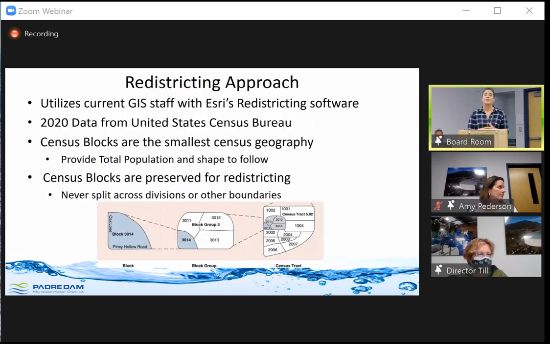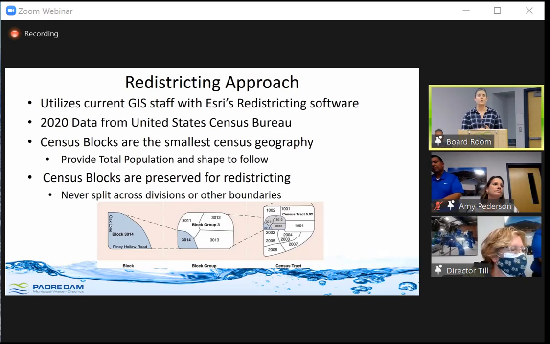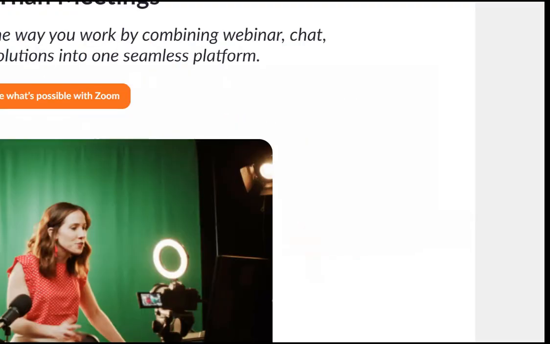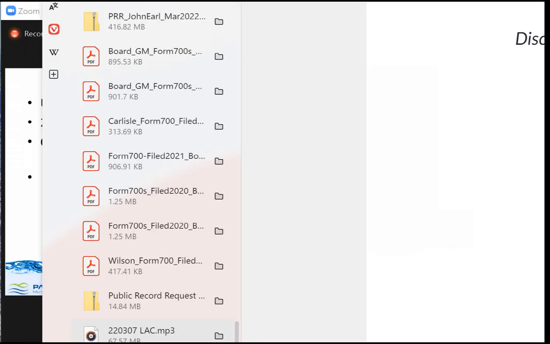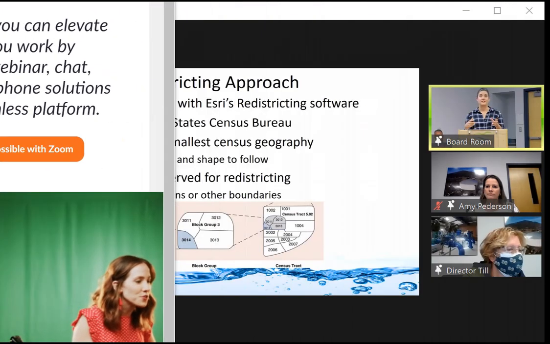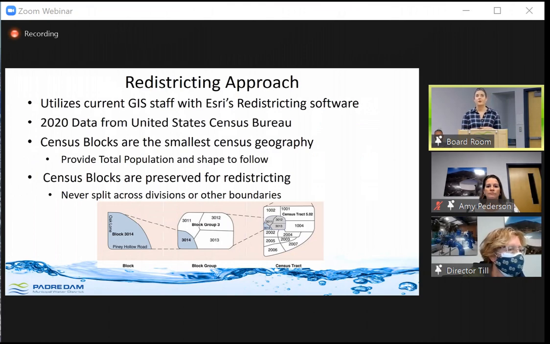Our districting approach utilizes in-house GIS staff with Esri's redistricting software. The data we used was 2020 census data, which provided geography and total population at the census block level. The census blocks were kept whole and their population and geographies intact through this process. A census block is the smallest unit of census geography.